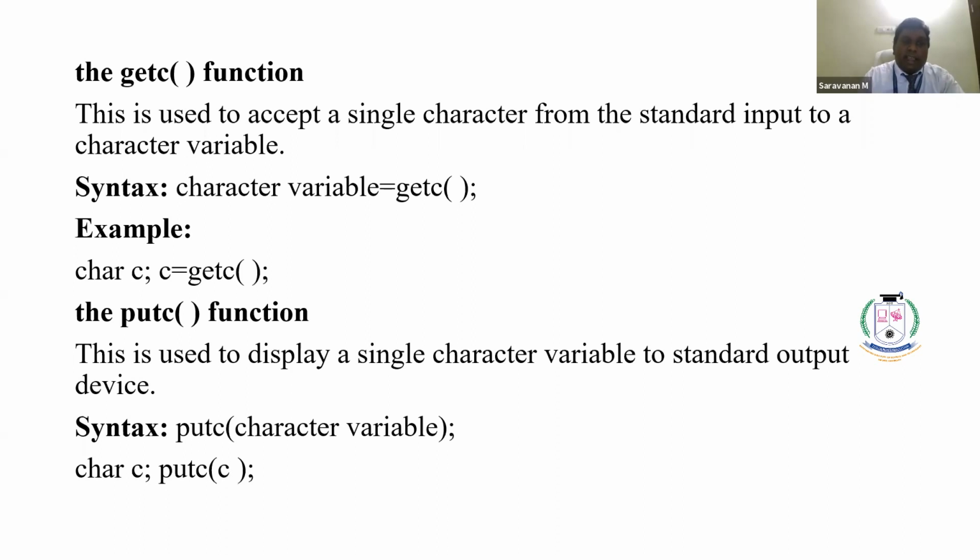Now getc is also a function like that. Character variable equal to getc. The example is character c, c is equal to getc. It is similar to the previous function. Here we are going to accept a single standard input from your keyboard and display it using puts.